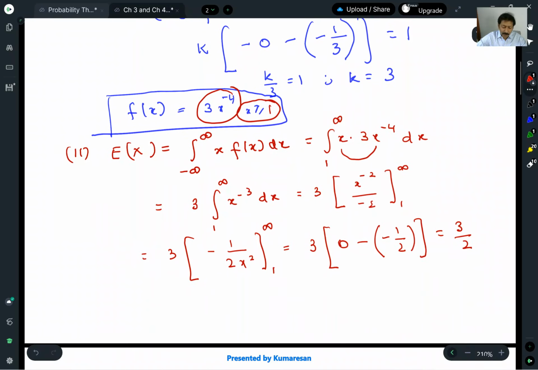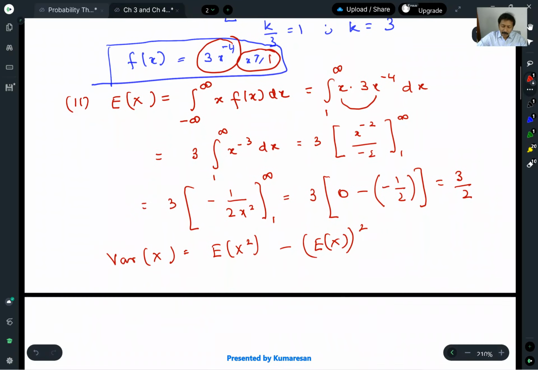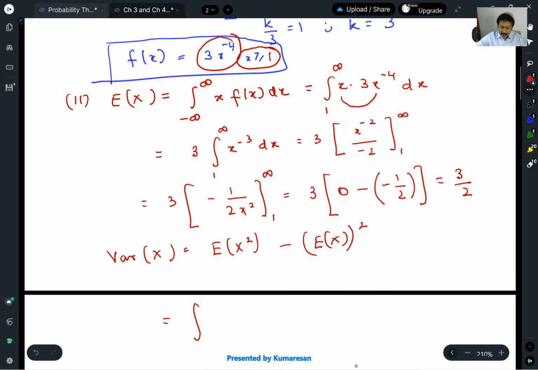Now we are asked to find the variance. Variance of x is given by the expected value of x squared minus the expected value of x, the whole squared. The expected value of x squared is the integral over the whole range, which is 1 to infinity, of x squared multiplied by f of x dx. The expected value of x is something that we have already found, which is 3 over 2, the whole squared. So E of x is what we found in the previous question.